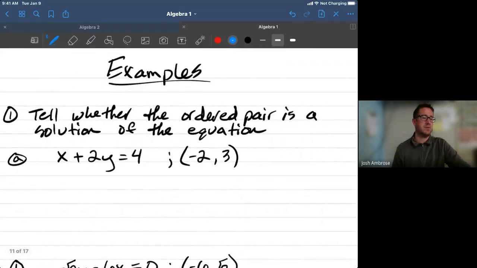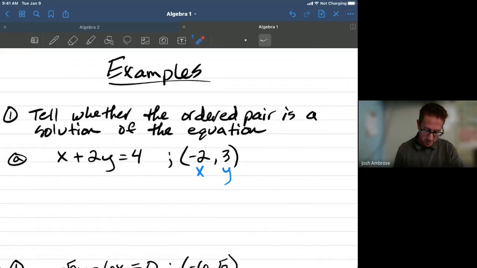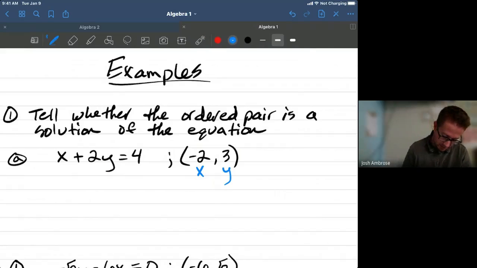All right, so first part, tell whether the ordered pair is a solution of the equation. So what are we doing here? Well, for starters, we need to make sure we remember here's x, here's y. Okay, so what we're going to do is we're going to take this -2, that's x, and you're going to plug that right in there for x. Then you're going to take 3, which is y, and you're going to plug that right in there for y. So let's go ahead and do that. Rewrite it.